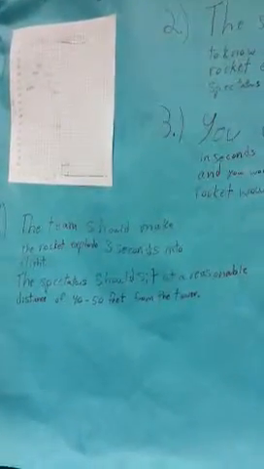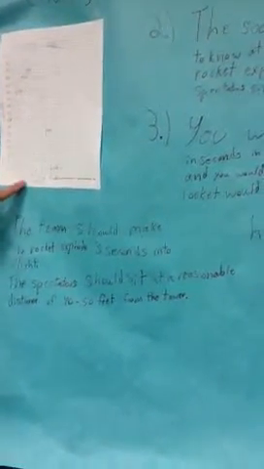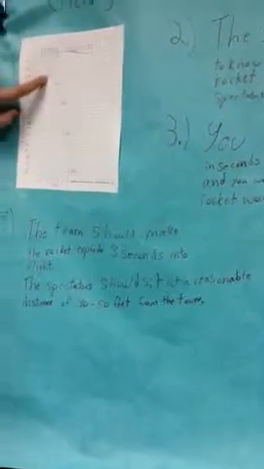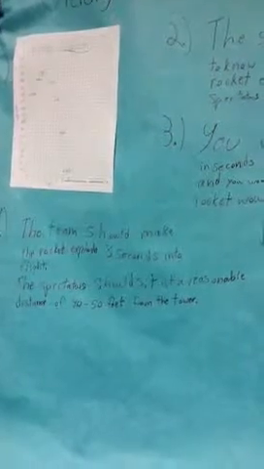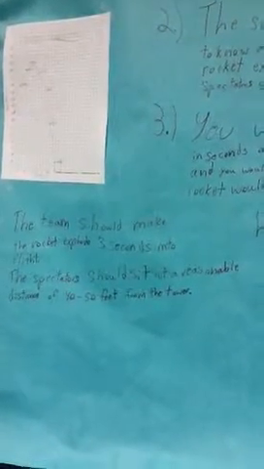And for number 4, the team should make the rocket explode 3 seconds into the flight, because at 3 seconds is when the rocket reaches its peak, and then they should tell the spectators to sit at a reasonable distance of about 40 to 50 feet from the tower.